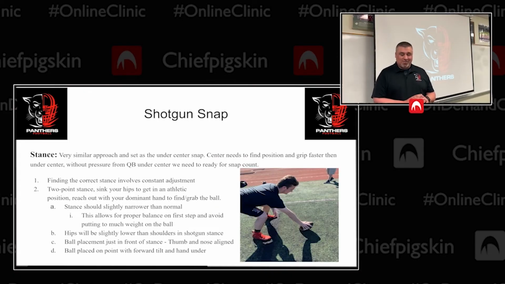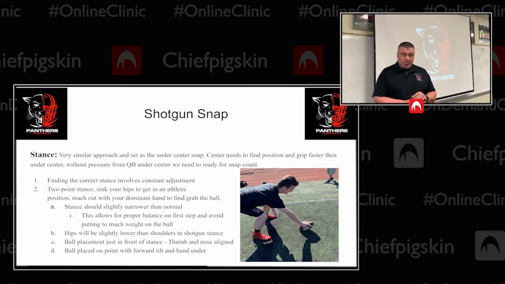Finding the correct stance involves constant adjustment. The 2-point stance, sink your hips and get into an athletic position. Reach out with your dominant hand, find, grab the ball. The stance should be slightly narrower than normal. Now that we're reaching out, it's going to make us a little bit longer. This allows for proper balance on the first step and avoid putting too much weight on the ball. Hips will be slightly lower than the shoulders this time. That way we're up a little bit and we're not going to block ourselves.